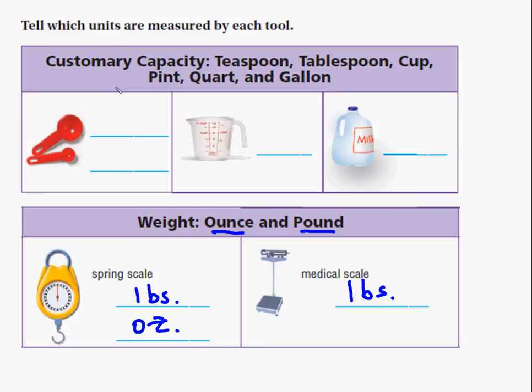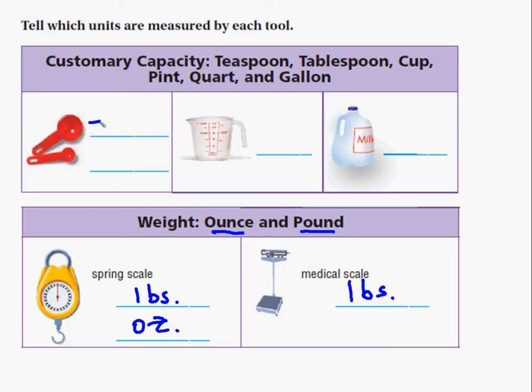So capacity. Capacity is basically how much liquid or sand or something would fit inside something. It's a type of volume. It's basically volume. We have teaspoons, tablespoons, cups, pints, quarts, and gallons. Well, most people are familiar with these.